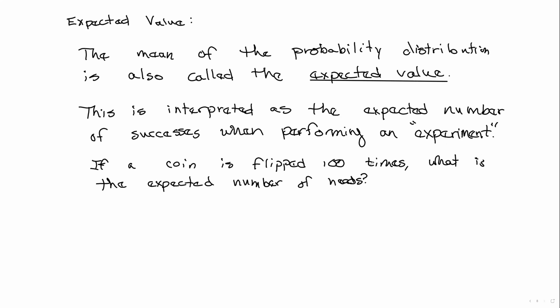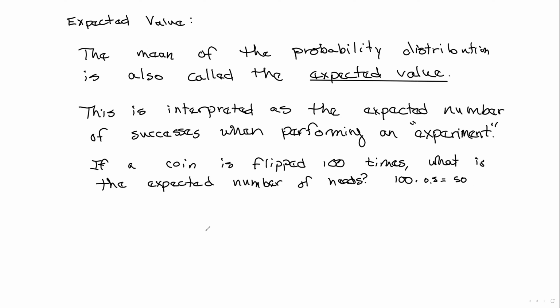All right, so to find that, you take the number of trials. So you're doing 100 coin flips, and you take the probability of getting heads on an individual coin flip, and you multiply. The probability of getting heads on an individual coin flip is 0.5, and so the expected number of heads is 50. And that's it. That's all there is to it.